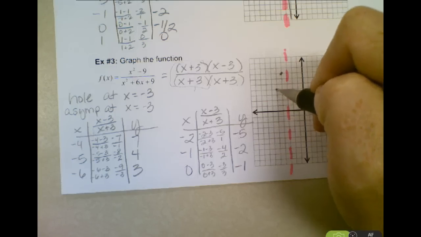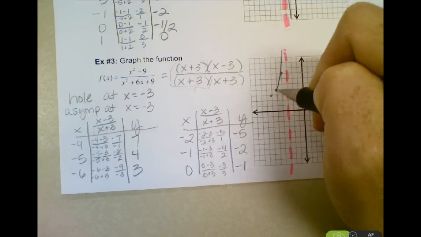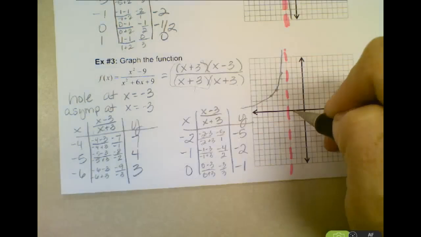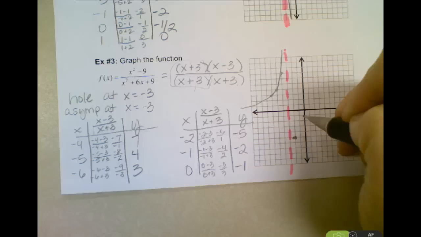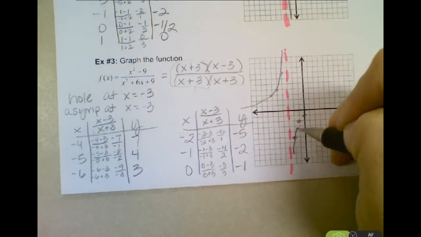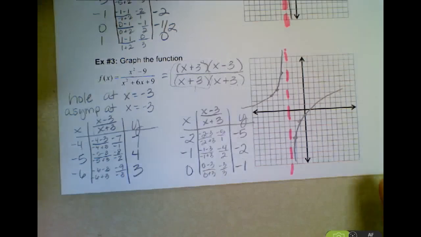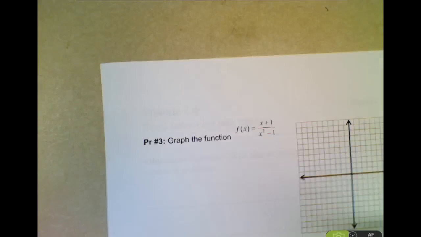So I have negative 4, 7, negative 5, 4, and negative 6, 3. So it's going to look like that. And then I've got negative 2, negative 5, negative 1, negative 2, and 0, negative 1. So you can see the shape that all of these are taking. Okay? Good. So moving along.